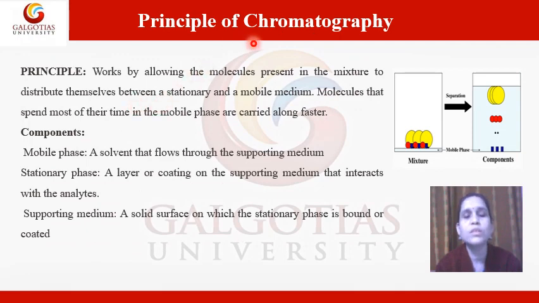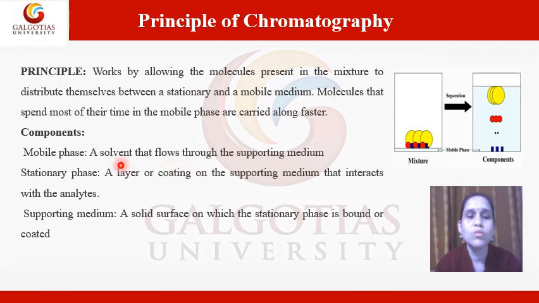Let us discuss the principle of chromatography. Chromatography works by allowing the molecules present in a mixture to distribute themselves between a stationary and a mobile phase. The molecules which spend most of their time in the mobile phase will be carried along faster. Here, this is the mixture of compounds. When this mixture passes through the mobile phase, the compounds will be separated on the basis of polarity. There are different types of chromatography based on the nature of the chromatography.